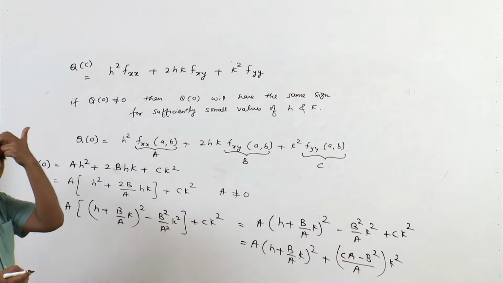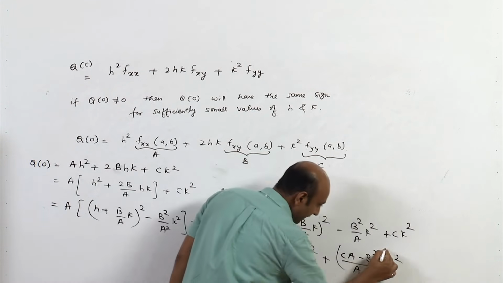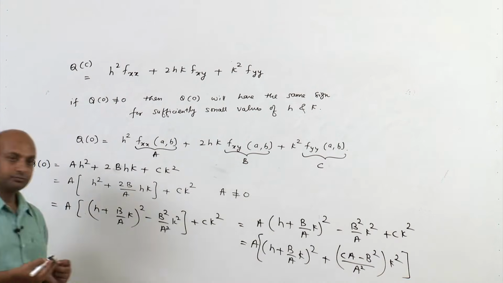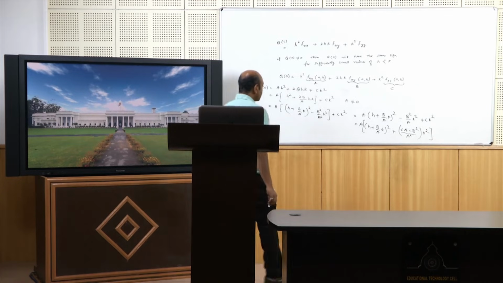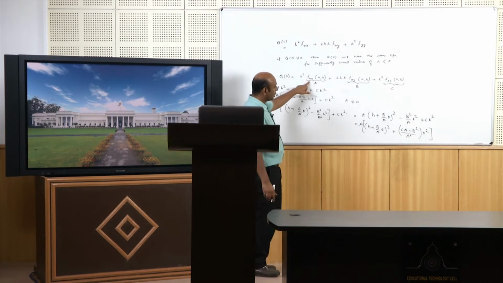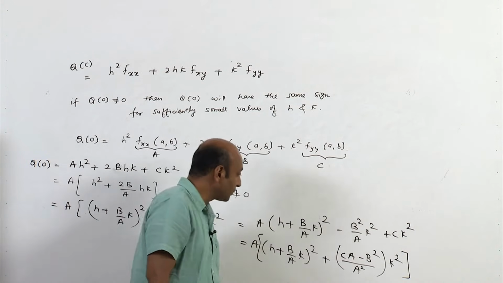So, if you take A common from the entire expression, this will be A squared. Okay. Now, what is A? A is f_xx at (a, b). What is b? B is this value and c is this value.